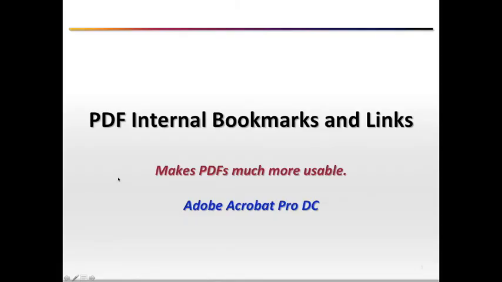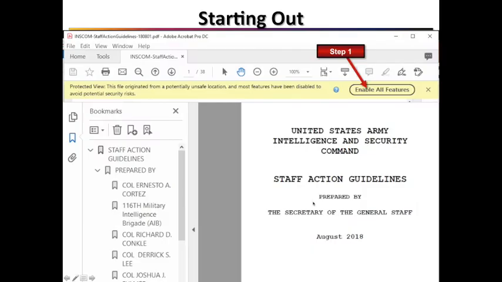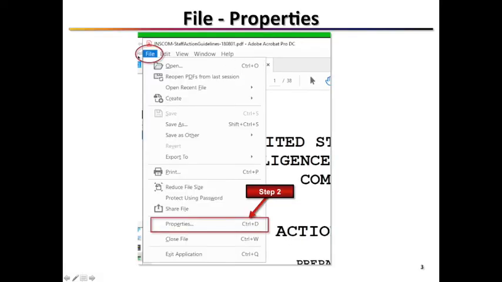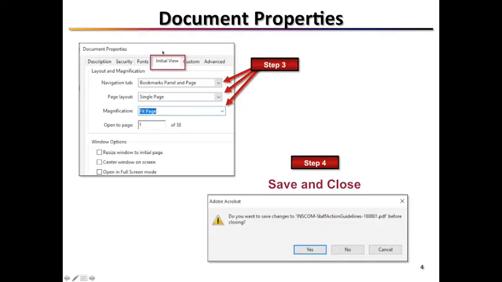Hello, this is a quick tutorial on making internal bookmarks and links inside of a PDF. This is using Adobe Acrobat Pro. So to start off with, you've got this enable all features thing you have to click on to get moving. Then you go to File, Properties, and you get this window.